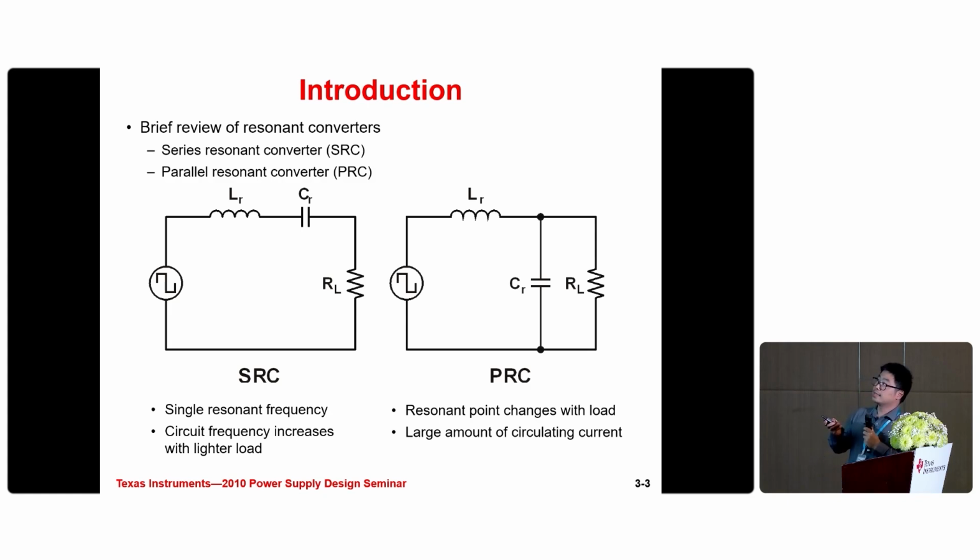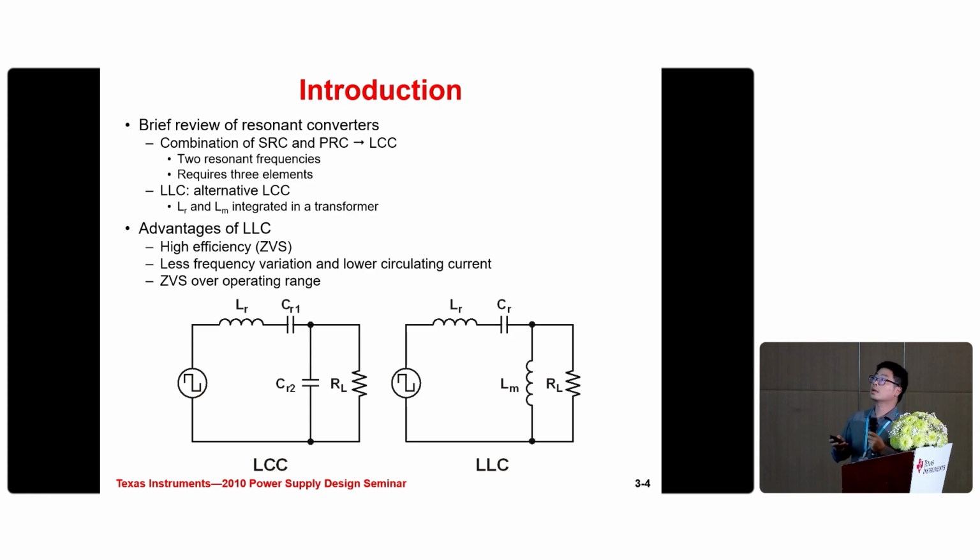But as you can see, the load resistance is in parallel with this resonant network, so there will be a large amount of circulating current here. To overcome the shortcomings of the SRC and the PRC, we need to combine them into an LCC, and this is the circuit diagram here on the left side.